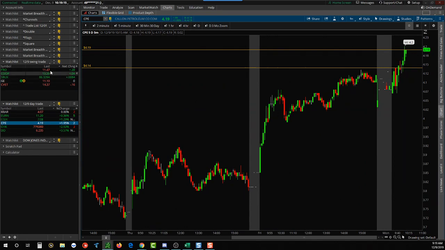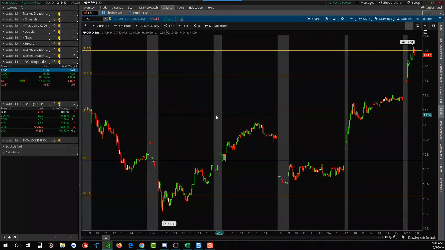On the swing trade list, wow, Frontline up 2.5% already, testing my resistance that I had drawn at the 11.5. Thean's giving a shout out on Shop. Excuse me a second.